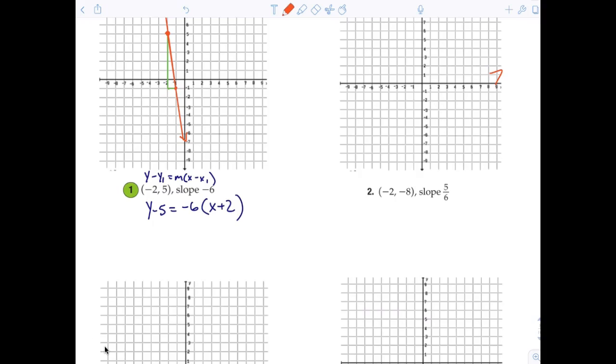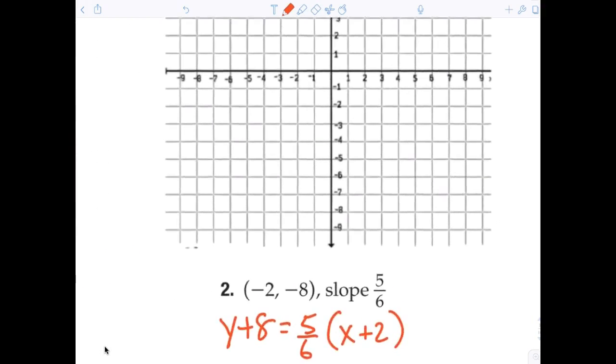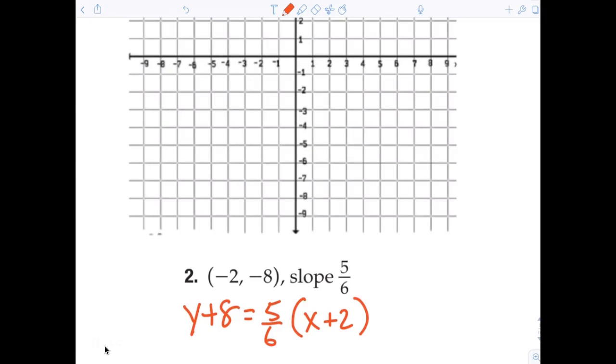All right. Who's going to be brave now? Yes, Charlotte, go. Y plus 8 equals 5 over 6 parentheses x plus 2. Amazing. Good job. Perfect. Now we're going to graph. The first thing I have to do is graph the point negative 2, negative 8. So let's find negative 2, negative 8. Plot a point. Everybody happy with that?